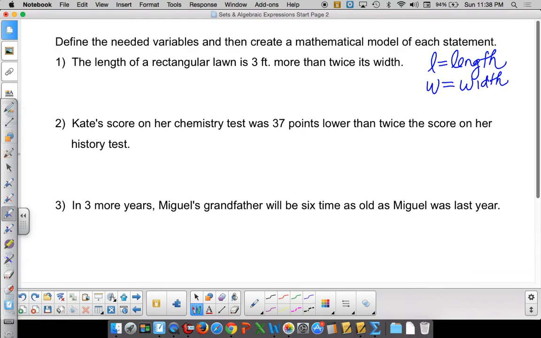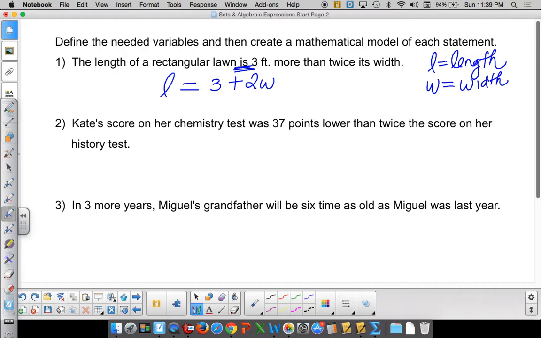The length of a rectangular line is 3 feet. Translate the words. The length of a rectangular line. So length is, verb. Look, screen, verb is. So the length equals 3 feet more than twice its width. Well, what's more mean? Add. In this case, since you're adding, it doesn't matter what order you do it in. So we can go 3 more than twice its width. Well, twice the width, of course, is 2W. You could also write that as 2W plus 3. They would both be correct.